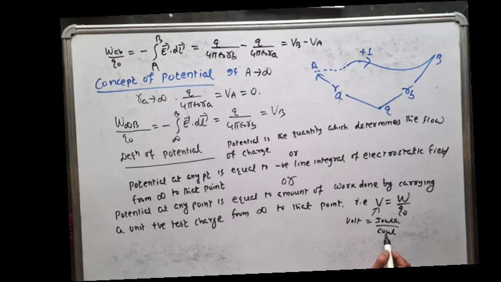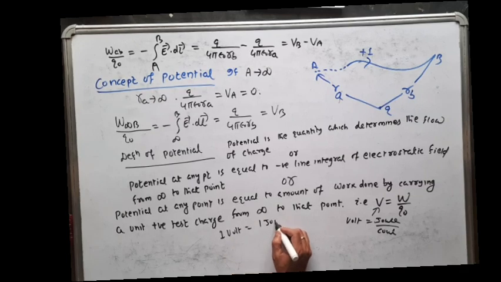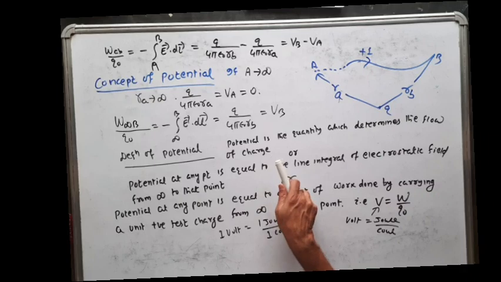Sometimes a question may come: define 1 volt. So 1 volt is equal to, if 1 joule of work is done by carrying a 1 coulomb charge from infinity to any point, then the potential at that point is called 1 volt. So 1 volt is equal to 1 joule per 1 coulomb. So this is about the concept of potential difference.